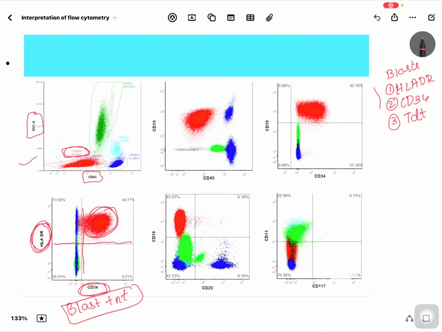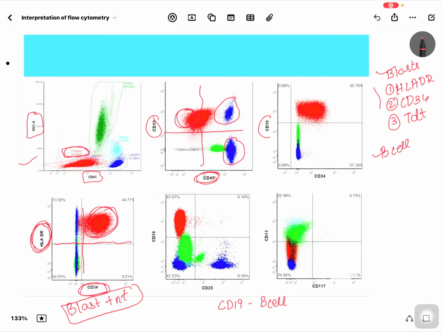Then we check for which lineage. Now CD19 and CD45. If nothing is given, you have to divide it into four imaginary quadrants. So CD45 is again positive, and there is a population of CD19. CD19 is positive, and CD19 is a marker of B cell. So blast is present and the B cell marker is present.